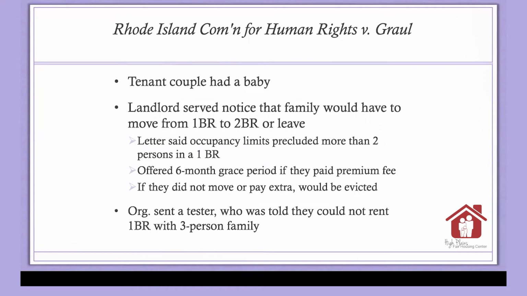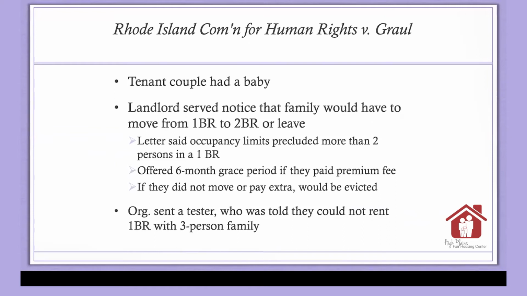And the letter said, there are these occupancy limits that make us do this, that preclude more than 2 persons in a 1-bedroom. And they offered a 6-month grace period to the couple and their baby if they paid a premium fee. So we'll let you stay in the 1-bedroom if you pay us extra. If you do not move or you do not pay extra, you'll be evicted. And a fair housing organization sent a tester who was told that also, when they attempted to apply for the housing unit there, that they could not rent a 1-bedroom with a 3-person family.